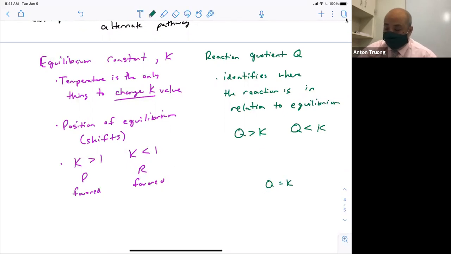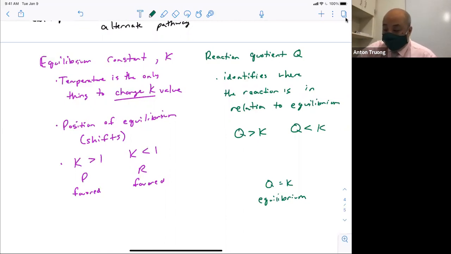If Q is equal to K, then you're at equilibrium, and there's nothing to worry about, because there's no shift that's going to occur because you're already at equilibrium. It's when Q is greater than K or less than K that you have to cause a shift, a position of equilibrium shift, so that you can reach equilibrium.